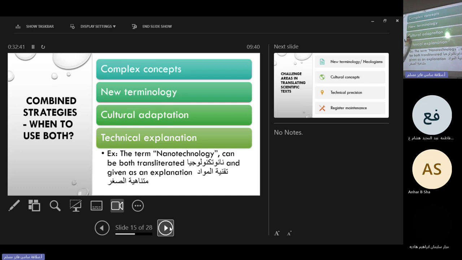Okay? Cultural adaptation. We have to take into consideration the culture and adapt the text according to the culture. Technical explanation we have to give, even if we use semantic translation and we give it a transliteration, at least we have to give some explanation.